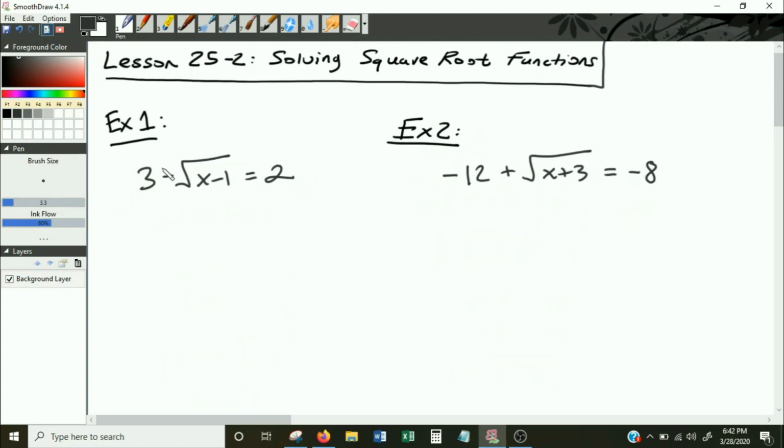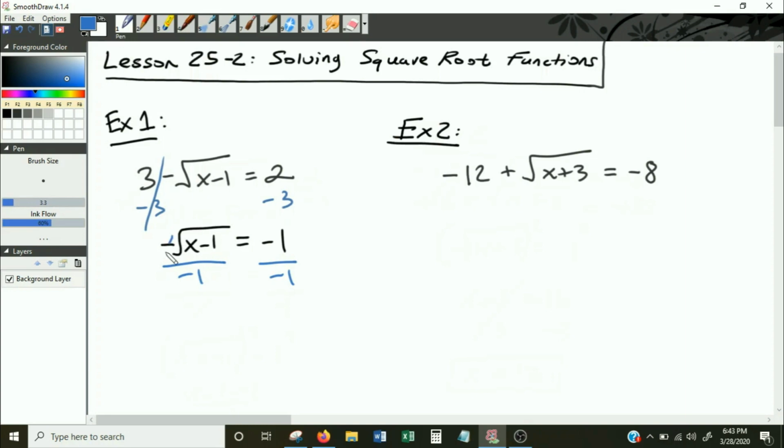So the first one is example 1, which is right here. What we want to do is solve for x. In order to do that, the first step is to subtract 3 from both sides. Then these cancel out, and I'm left with negative root of x minus 1 equals minus 1. The next step is to cancel the negative 1, so I'm going to divide both sides by negative 1.